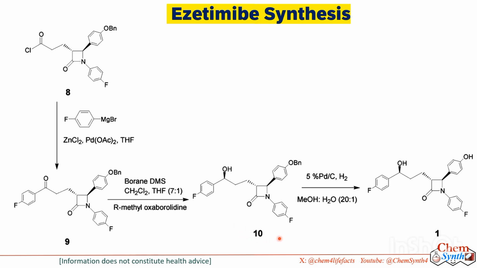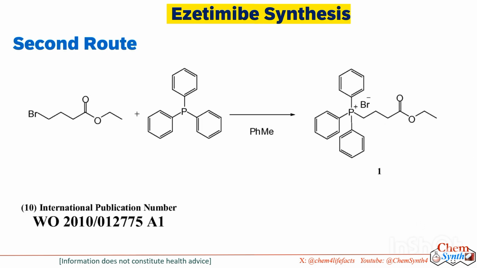And this intermediate 10, here the benzyl group was removed from this compound by using hydrogen in presence of palladium charcoal to get the title compound Ezetimibe. Now I will discuss another route to synthesize the molecule.